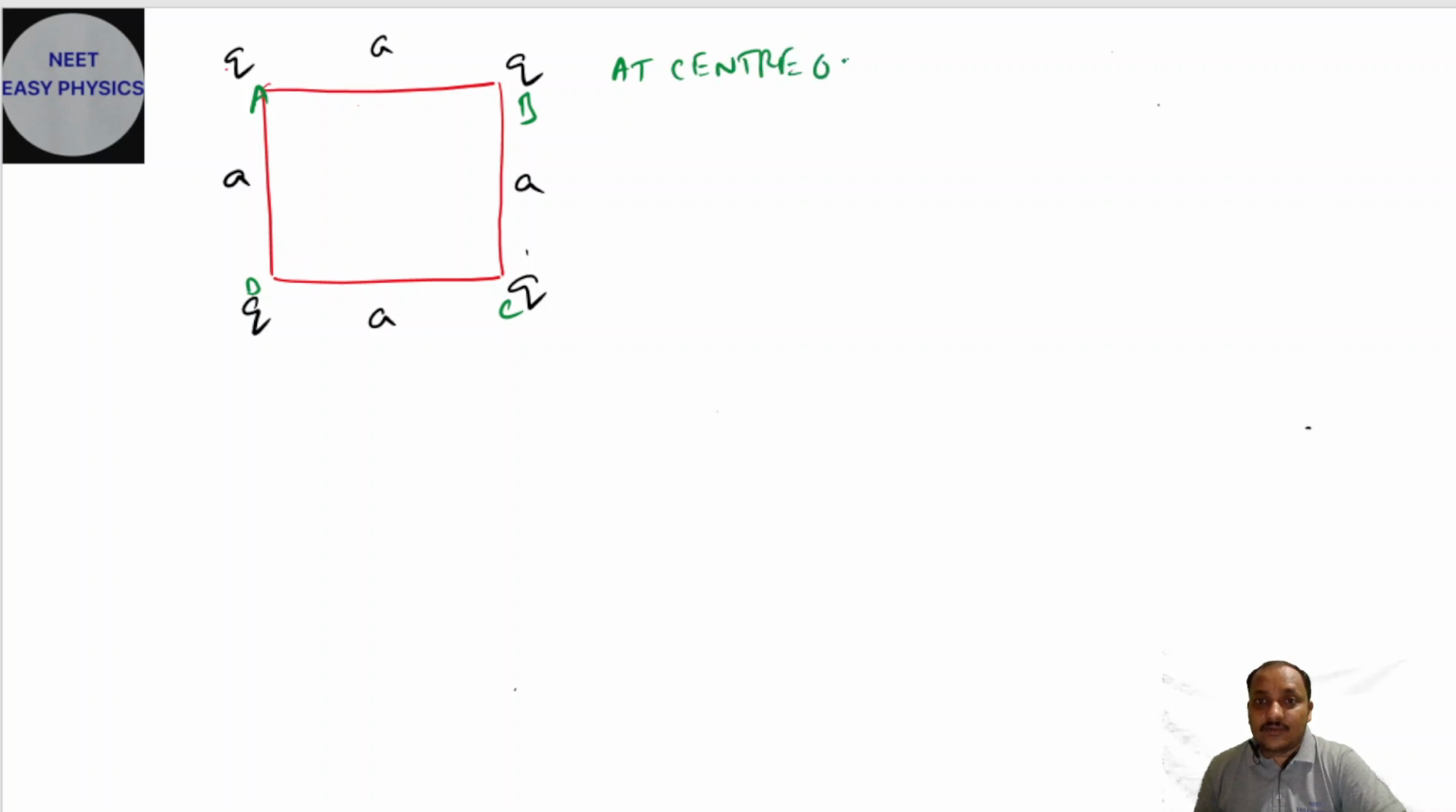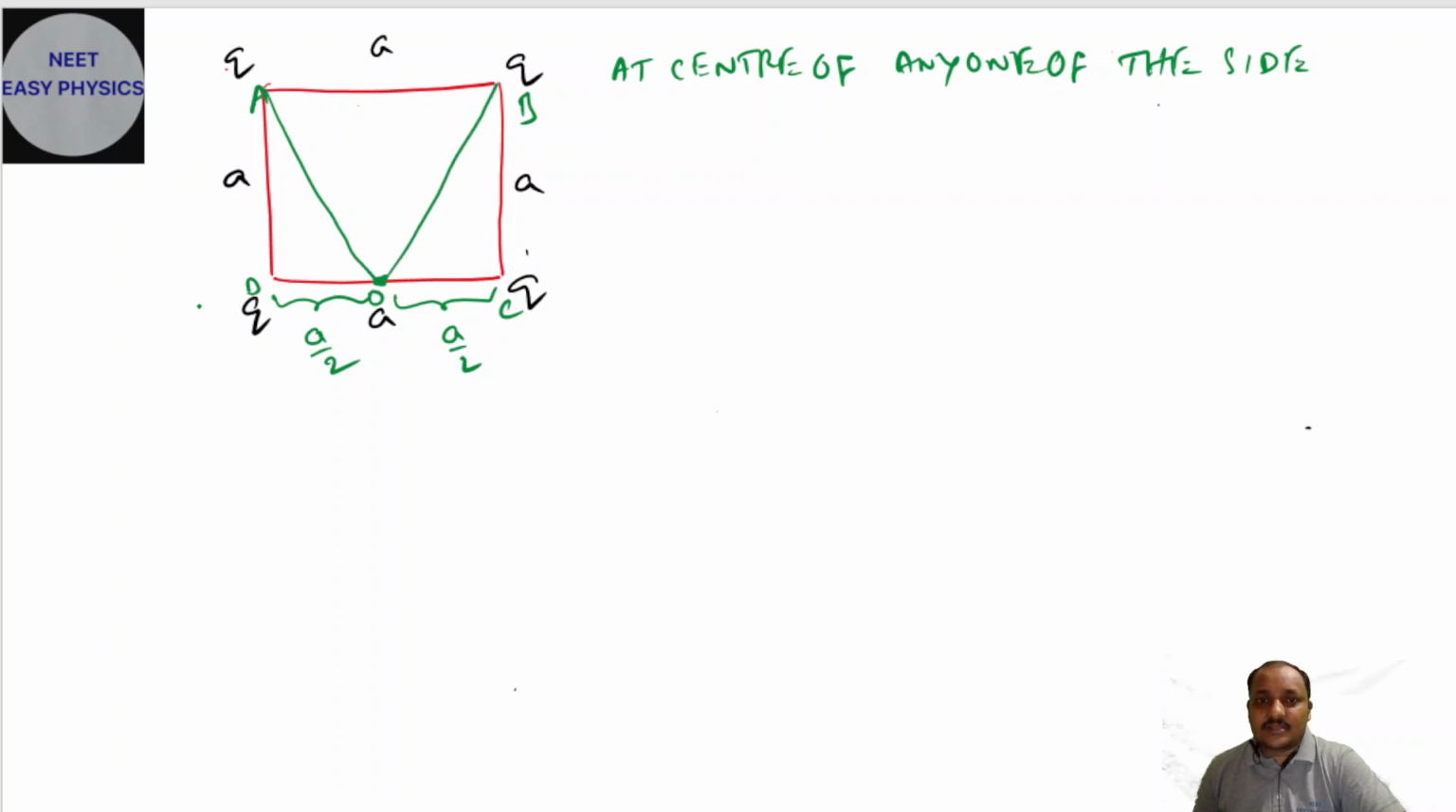At the center of any one of the sides. So any one of the sides means A, B, C, D, any side you can take, but for that it should be at center. It is center means what is this distance now? A by 2. This distance is also A by 2. Now 4 charges at what distances? A, this is the distance. B, this is the distance.